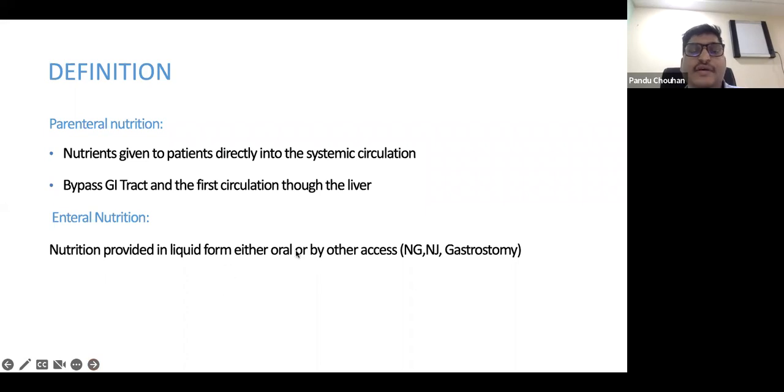Earlier, oral was not part of enteral nutrition. Now it is being added. So any liquid diet given either orally or by other access can be considered as enteral nutrition.